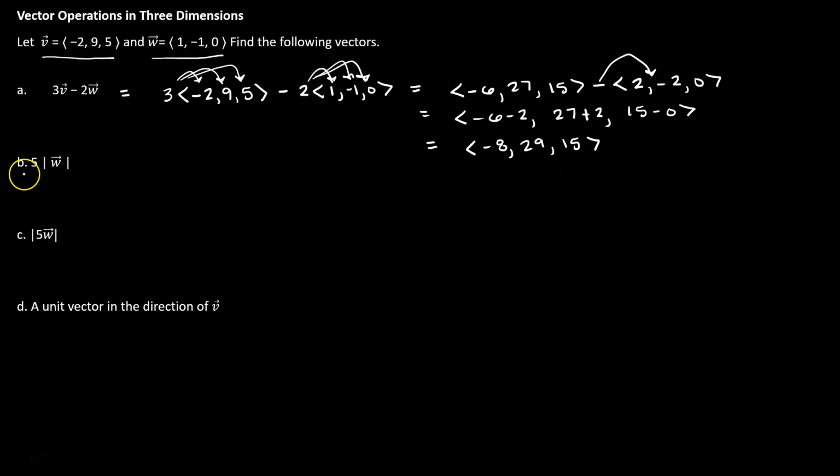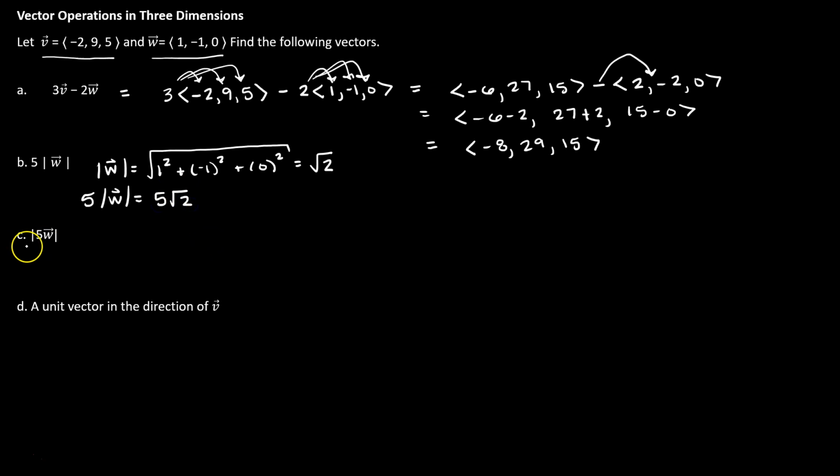Part B asks us to find 5 times the magnitude of w. So let's start first by finding the magnitude of w. To find the magnitude, we square each component, add them up, and then square root. So the magnitude of w looks like root 2. And then if we do 5 times the magnitude of w, then we're really saying 5 times root 2.